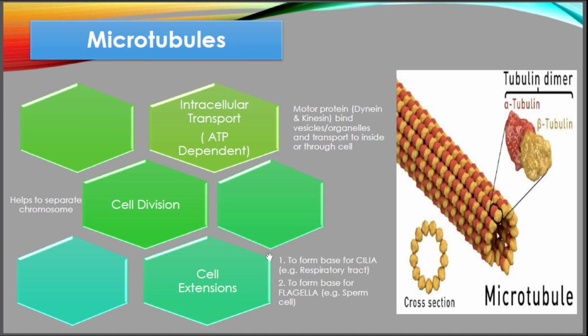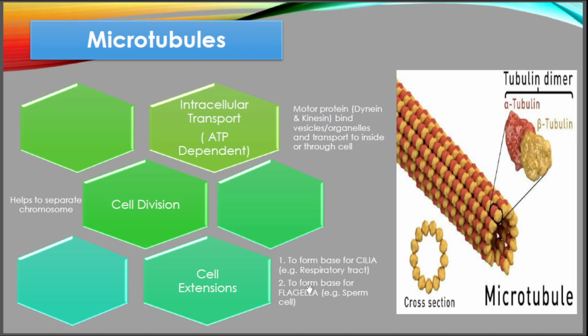Next, they take part in cell division, means it's very easy for microtubules to get formed and to get broken down. So they take part in the mitosis or the meiosis process of cell division, where the separation of the chromosomes is taking place. Next, they are helping in cell extension or cell motility. Means they are forming the base for the cilia which are present in the respiratory tract, or they are also forming the base for the flagella, for example, in the sperm cell. This flagella helps in the movement of the sperm cell.